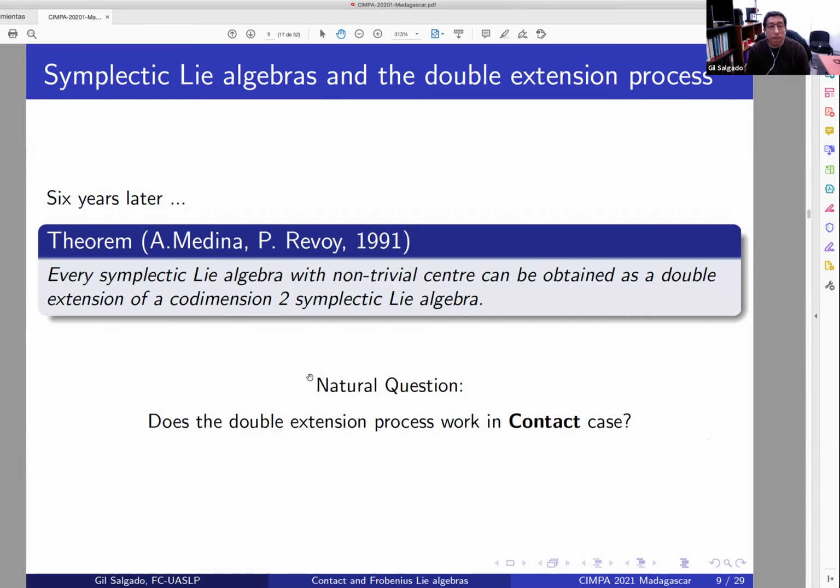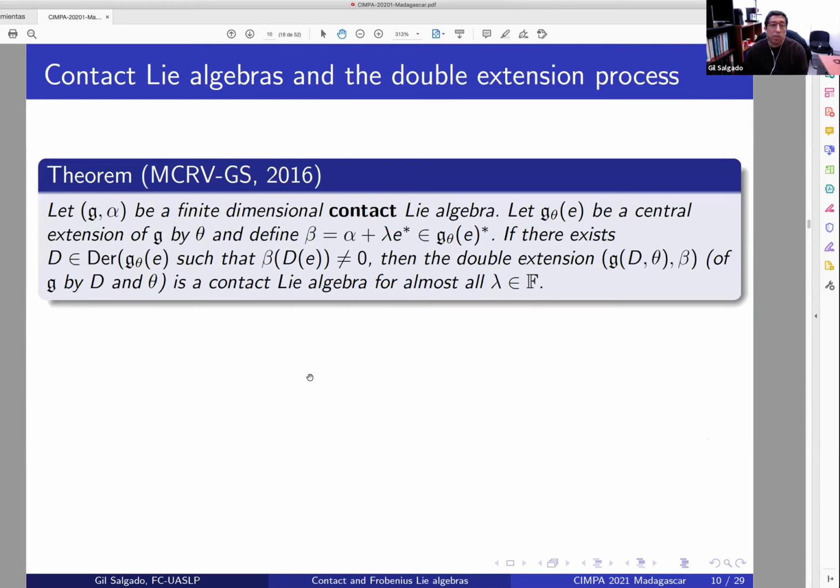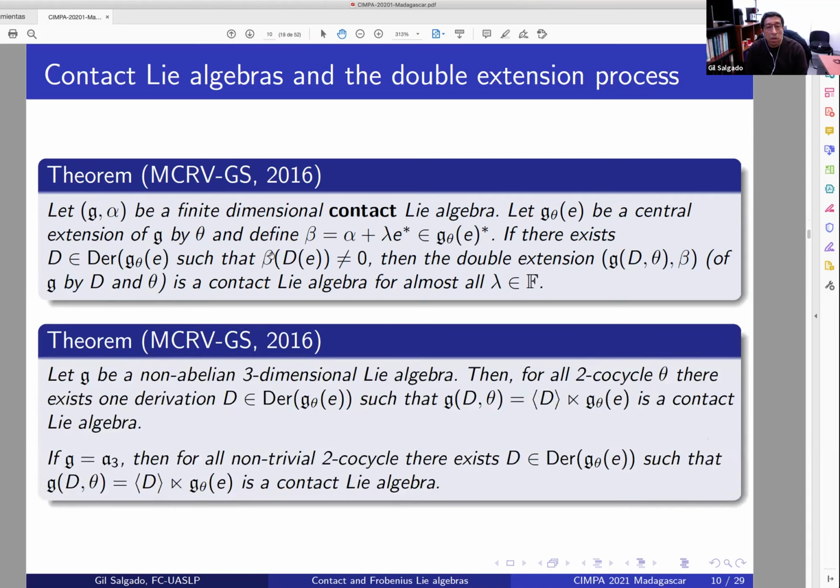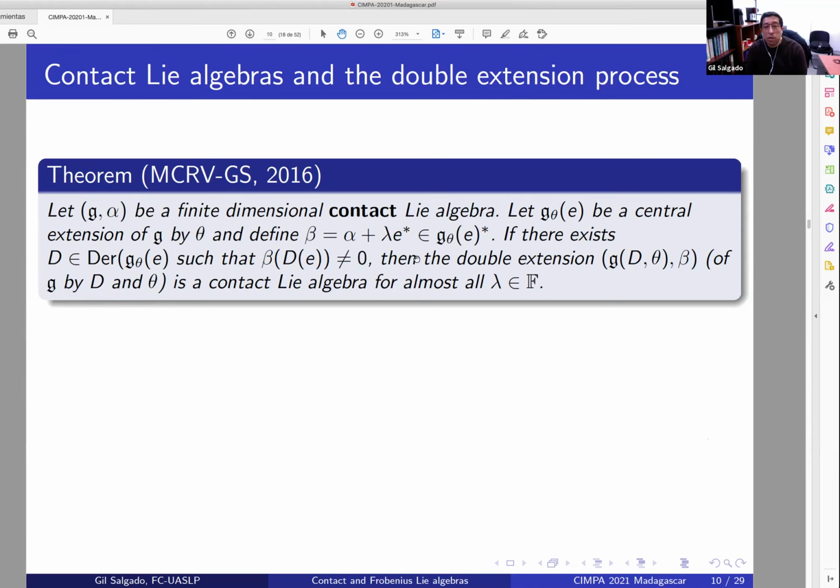And the answer is yes. If you start with a finite dimensional contact Lie algebra and take any central extension of G by a 2-cocycle theta, and define this element in the dual of the central extension, taking the original one-form of G and a multiple of the dual of this element, if there exists a derivation such that this condition holds, then the double extension of G by D and theta is a contact Lie algebra for almost all elements in the ground field.